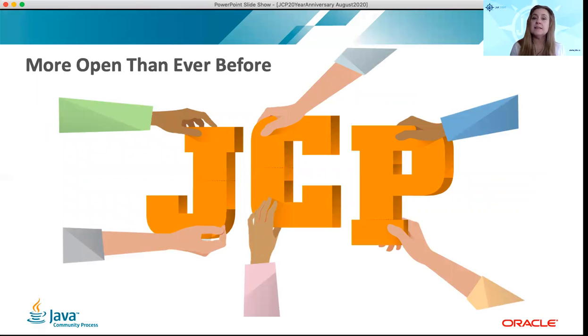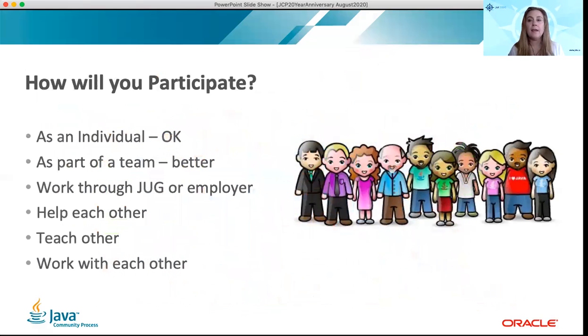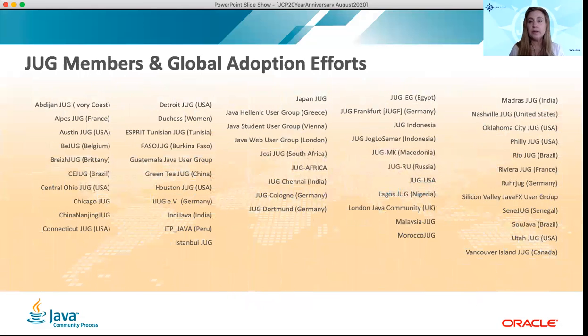And the result is that the JCP is more open than it ever was before. And it leaves us with the final part of my presentation, which is working together, we can achieve more. And so when you decide how you want to participate in the Java platform and the evolution of it and its future, you can do that as an individual. But what we found is working as a team, it's better. You can work either with members of your local Java user group or with members of your team at your employer, helping each other, teaching each other, and working with each other.